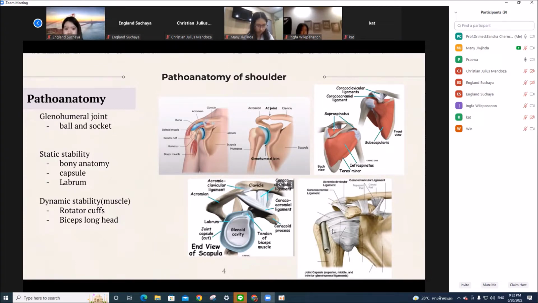And next, the components responsible for static stability involve the bony anatomy of the shoulder, the capsule, and the labrum. The labrum is the most important structure for static stability, and for dynamic stability are the muscles, which include the rotator cuff and the long head of the biceps.